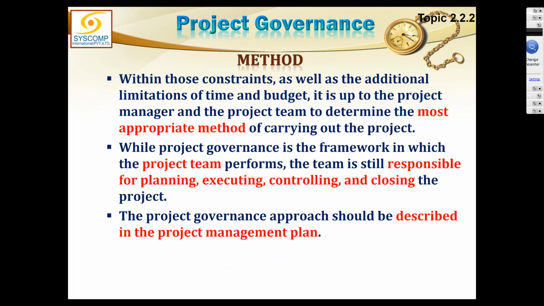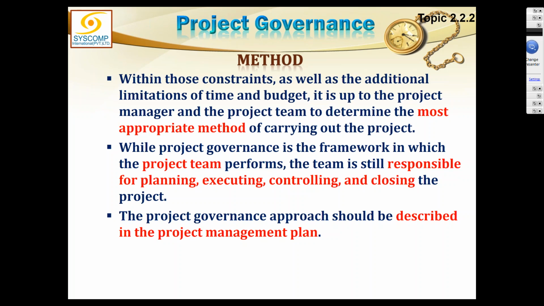Within those constraints as well as the additional limitation of time and budget, it is up to the project manager and the project team to determine the most appropriate method of carrying out the project. And this we already know, that project manager and his team are responsible for coming up with a mechanism as to how we will do this project. Now, while the project governance is the framework in which the project team performs, the team is still responsible for planning, executing, controlling and closing the project. Project governance approach should be described in the project management plan.